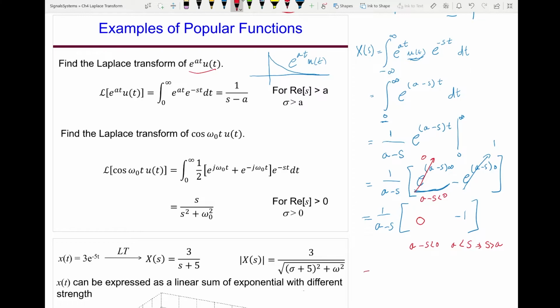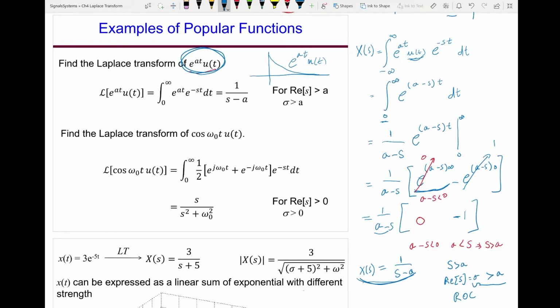In this case, X of s will be this negative here when you multiply it by this. I can write it as 1 over s minus a, as long as s is larger than a, or the real part of s, which is sigma, is larger than a. Then that will be the Laplace domain of this signal. And this is the region of convergence here: sigma is larger than a.